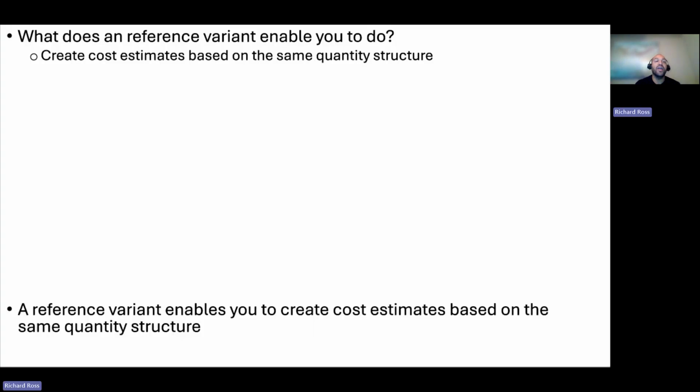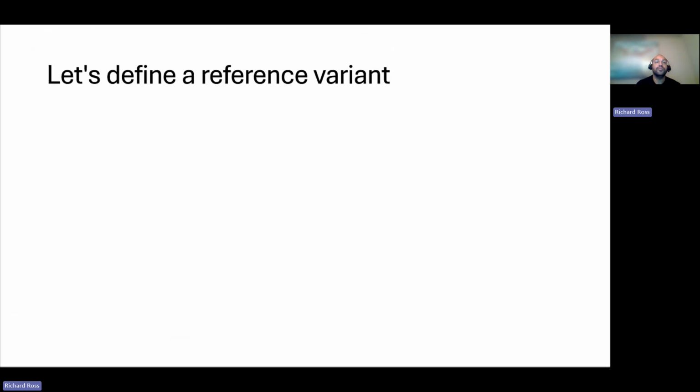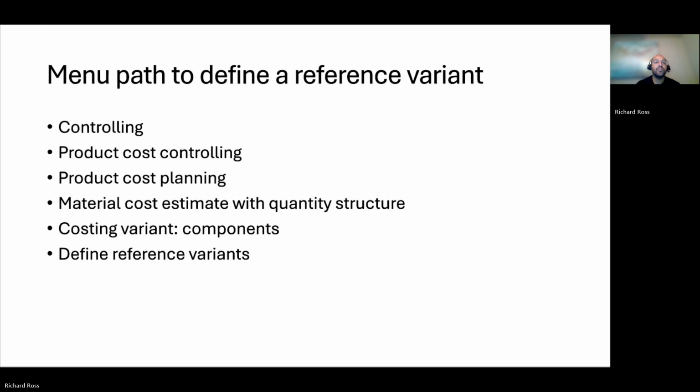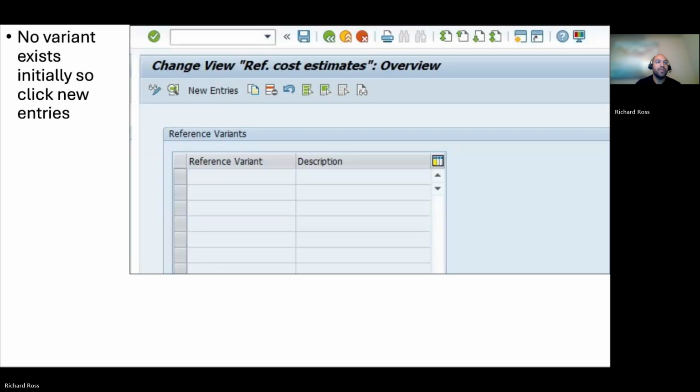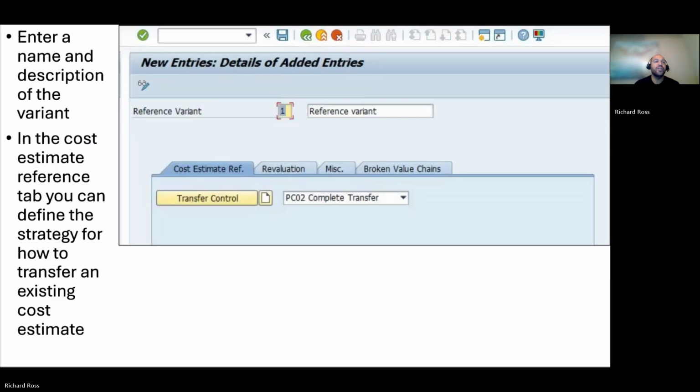Reference variant. What does a reference variant enable you to do? Create cost estimates based on the same quantity structure. Let's define a reference variant. Menu path to define a reference variant. No variant exists initially, so click New Entries. Enter a name and description of the variant.